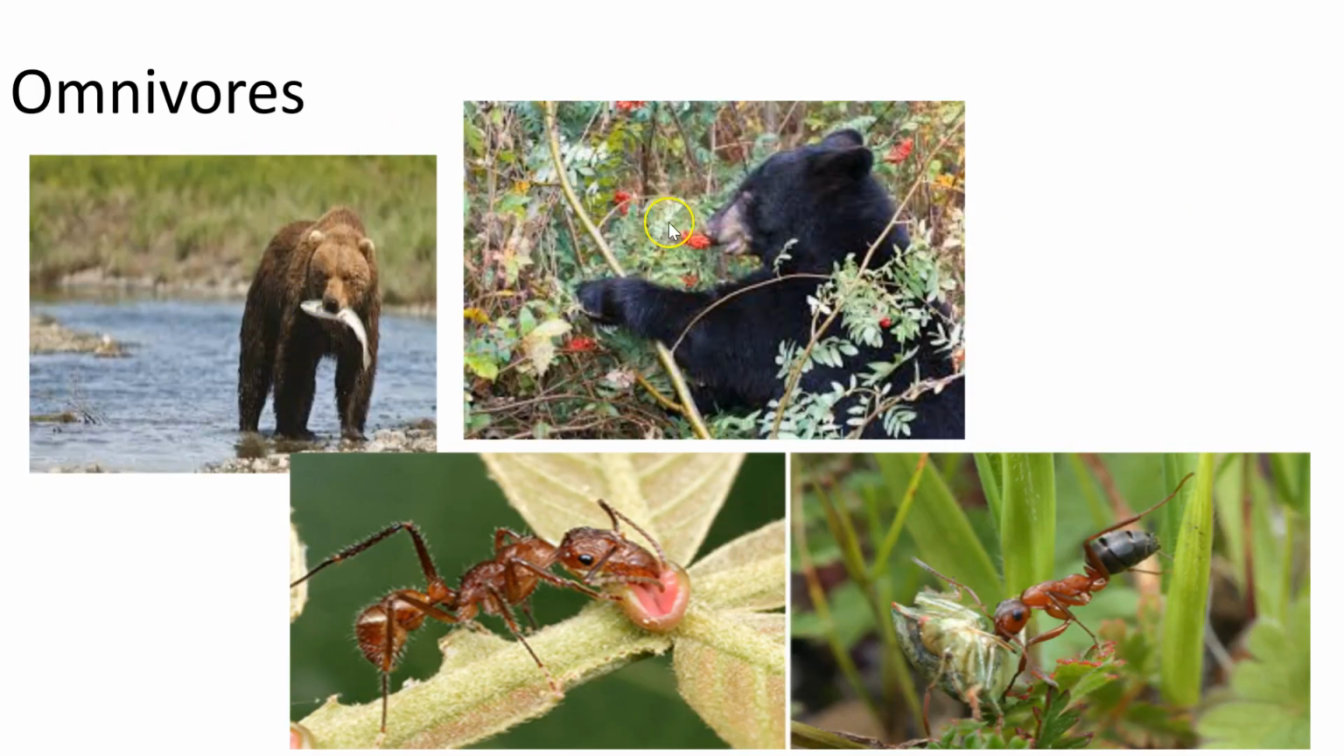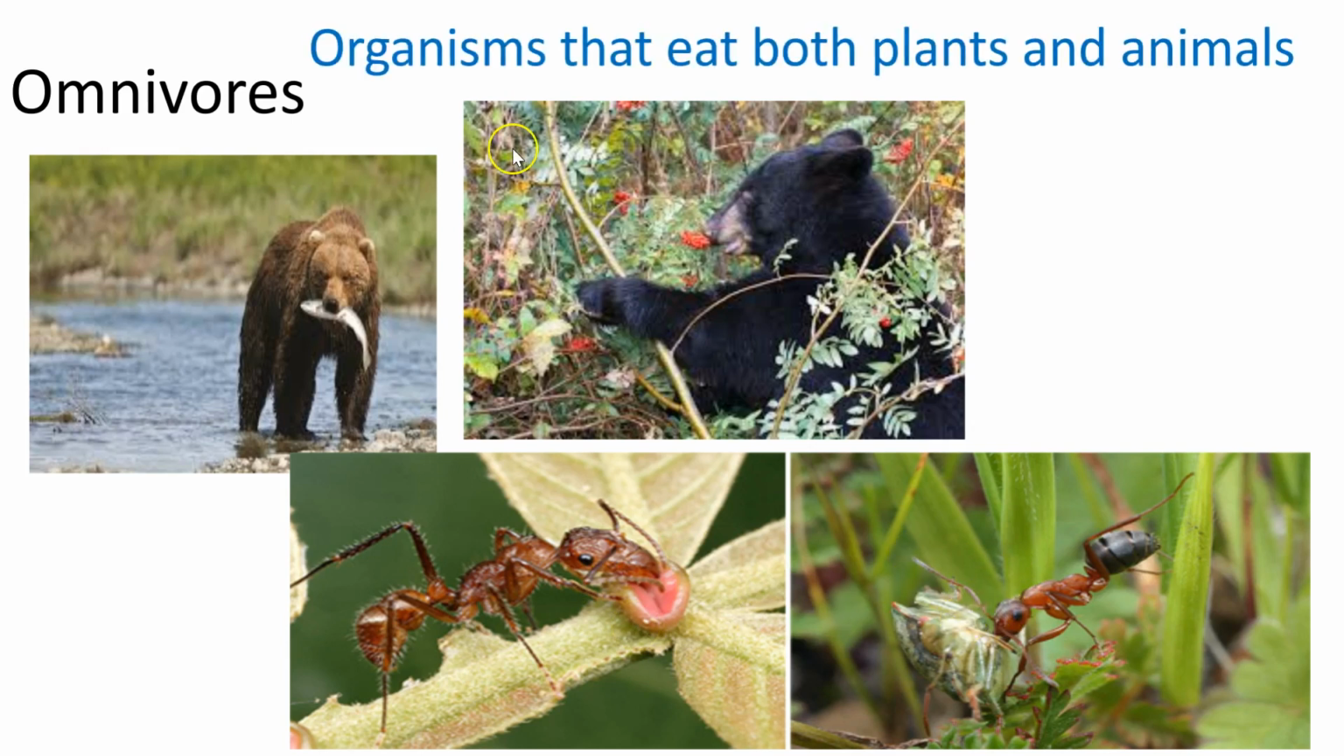Omnivores would be like a bear, which, as you can see here, eats not only consumers, but can eat plants for energy too. Insects like this ant do the same thing. So they can eat plants for energy, but they can also eat other insects for energy too. They can eat both plants and animals, and they really do need them for energy and for survival.